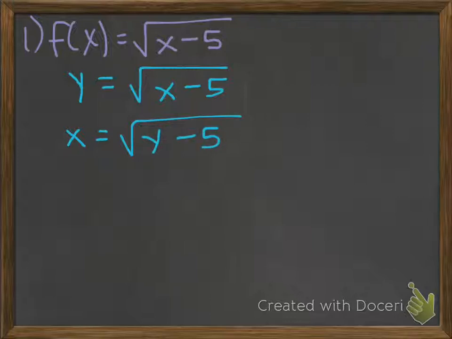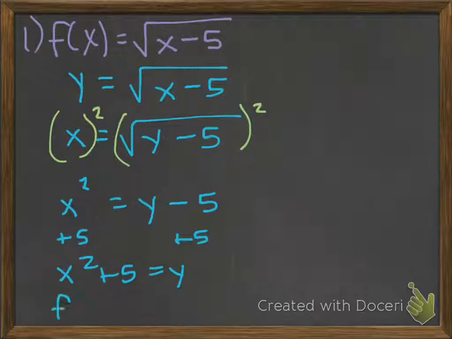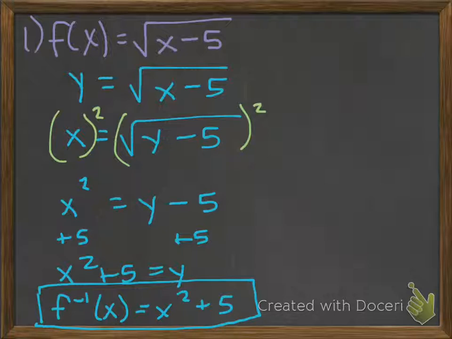So if I need to solve for y, that means I need to get rid of the square root. So the opposite of square rooting something is squaring it. So on the left side we have x squared, and on the right side y minus 5. And now to get y by itself, we would add 5 to both sides. So x squared plus 5 equals y. And if we want to put it in proper notation, we would say the inverse of f equals x squared plus 5. So letter A, this is our inverse.